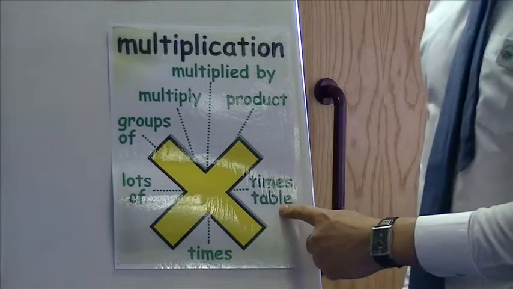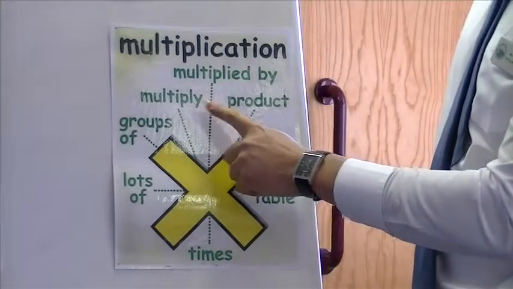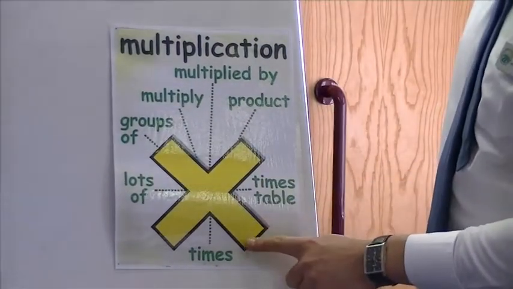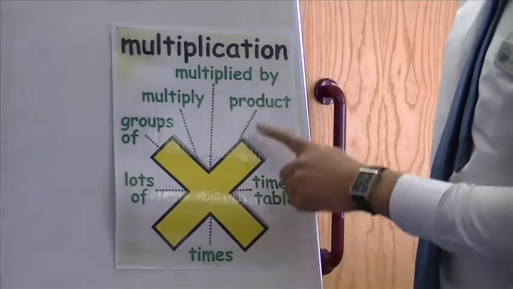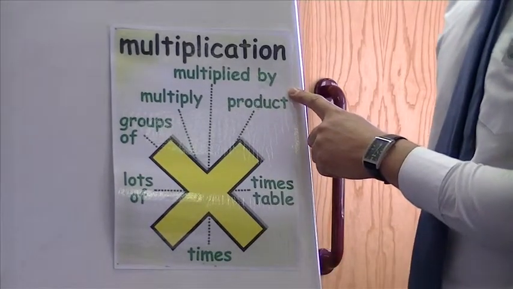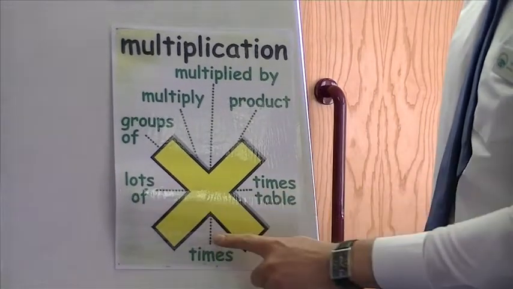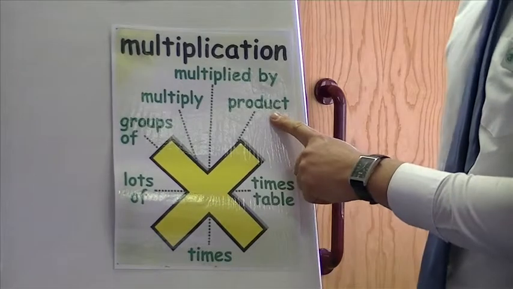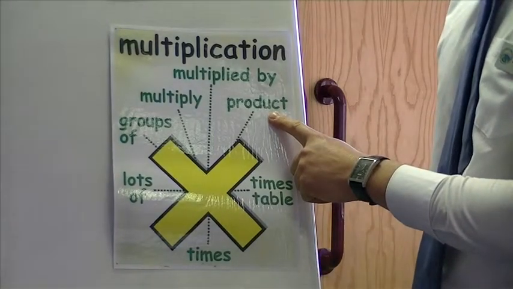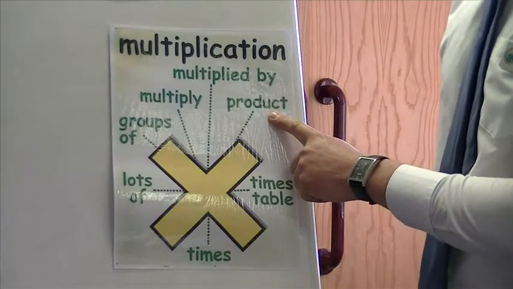Times tables are all multiples, lots of the same number. Multiplication in effect is just repeated addition. It's a quick way of doing addition. We've got lots of and times. So that key word there, product. What is the product of 8 and 6?